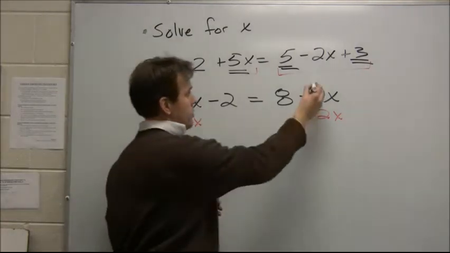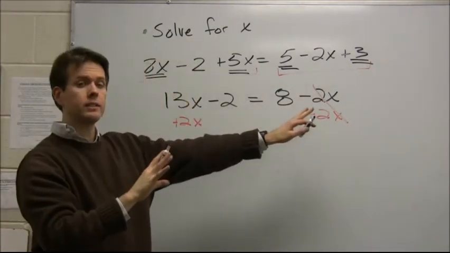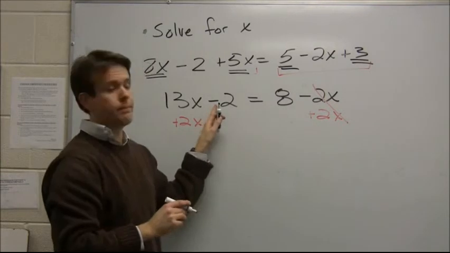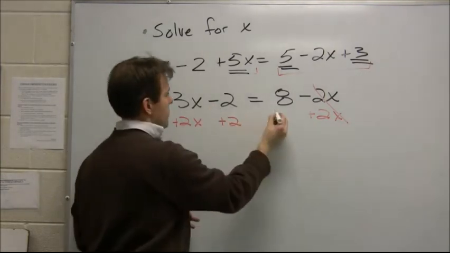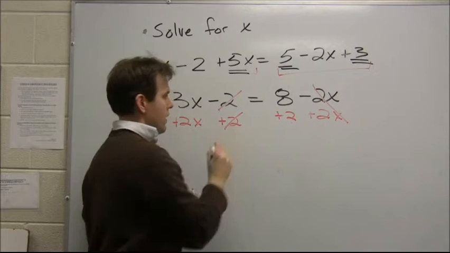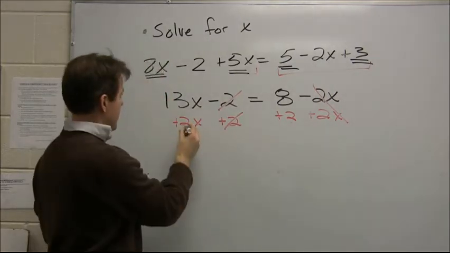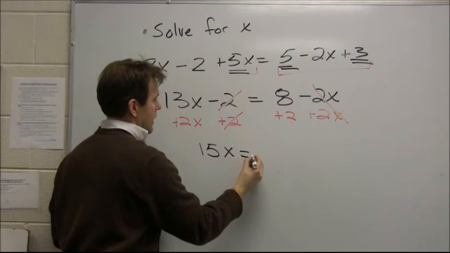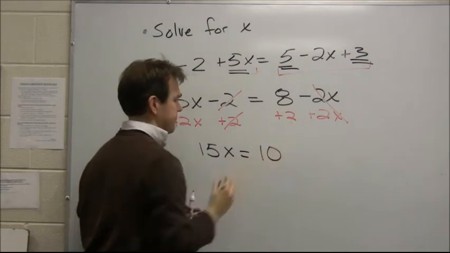Now in the same step, let's go ahead and cancel that out. So we're not focusing on that term anymore, right? I need to move this 2 over, right? So I'm going to say plus 2, plus 2. That cancels that out. 13x plus 2x is 15x equals 8 plus 2, which is 10.